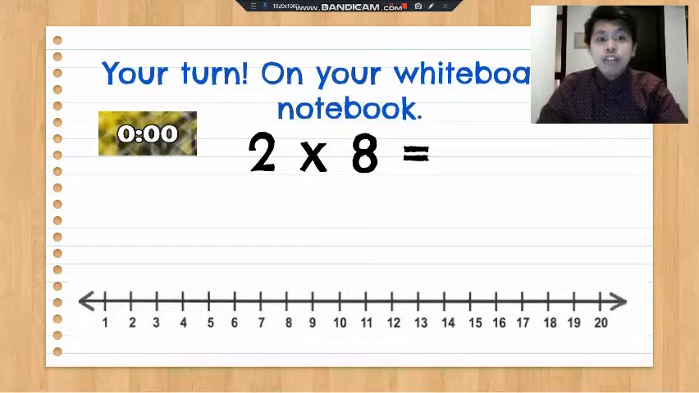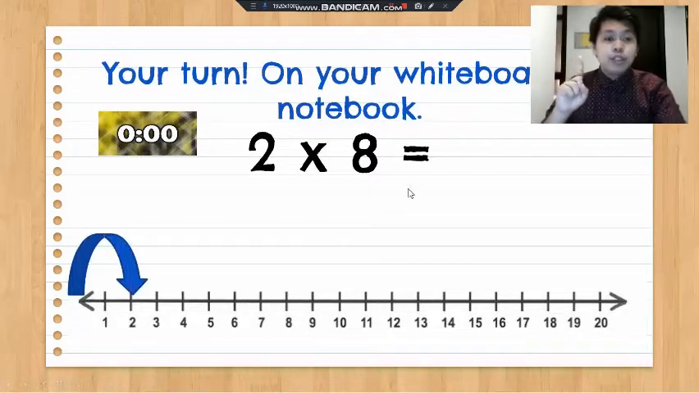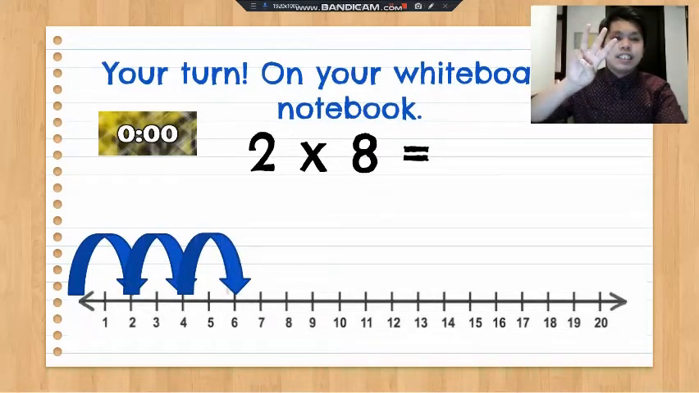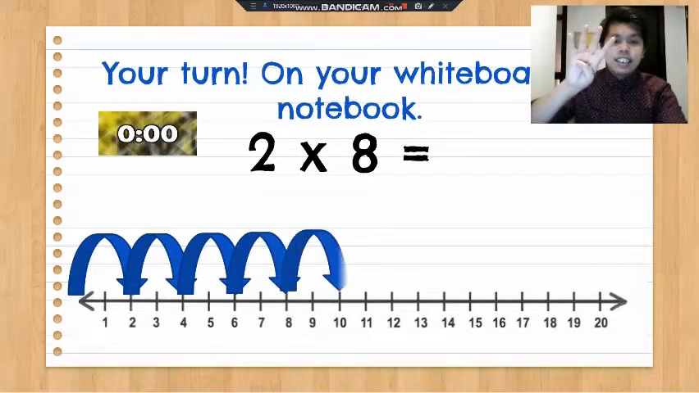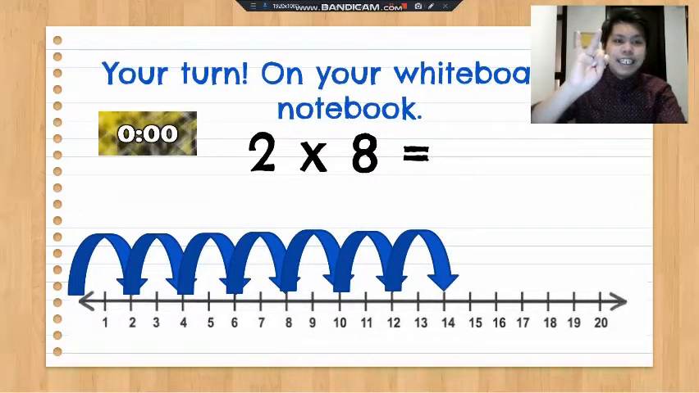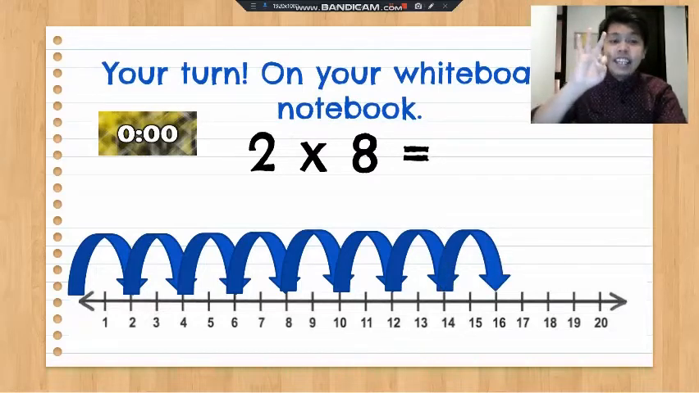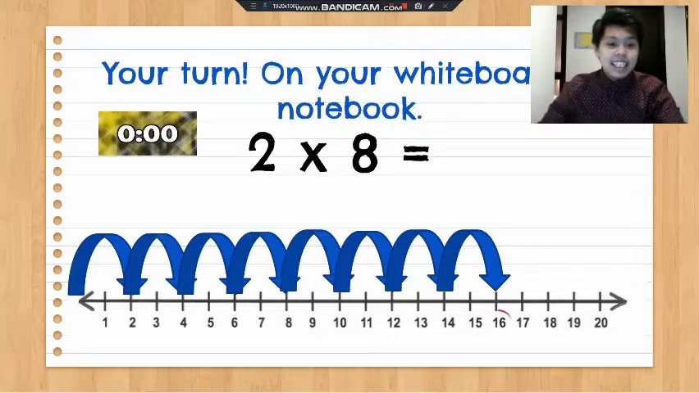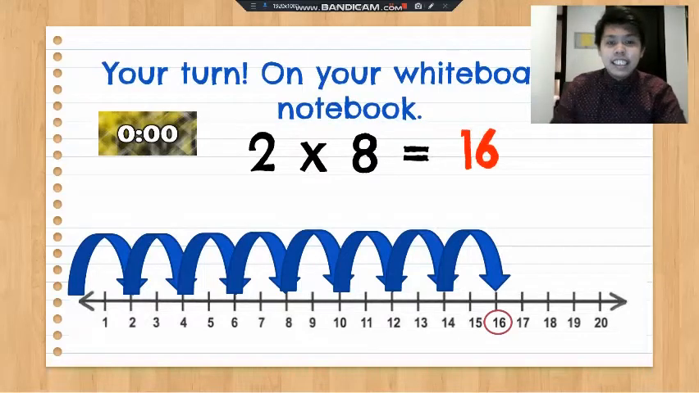Now let's skip count 2, but 8 times. So we have 1, 2, 3, 4, 5, 6, 7, 8, 9, 10, 11, 12, 13, 14, 15, 16. So that is the 8th time. Where did we stop? Right, at 16. So 2 times 8 is 16.